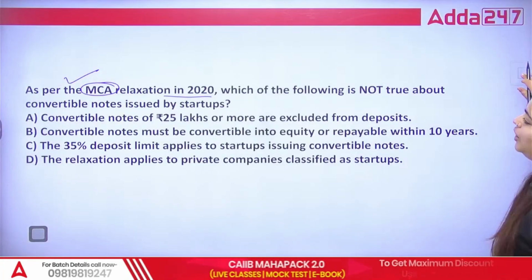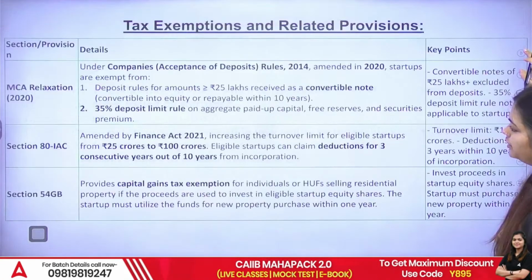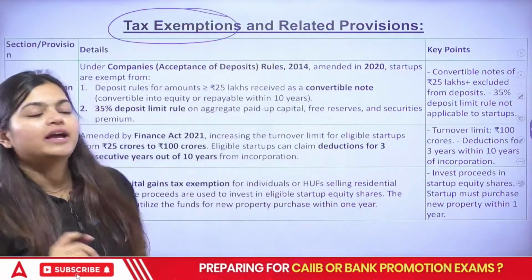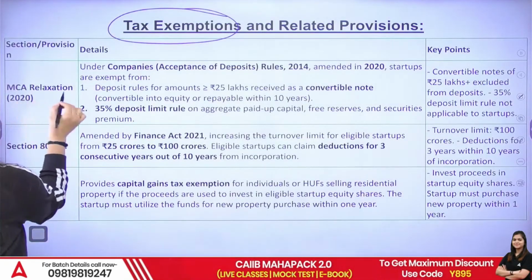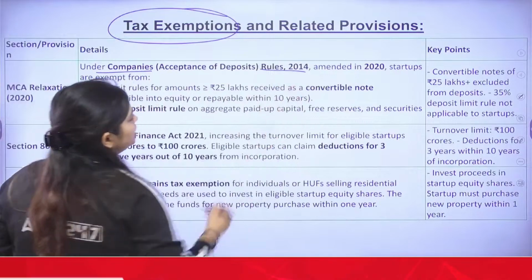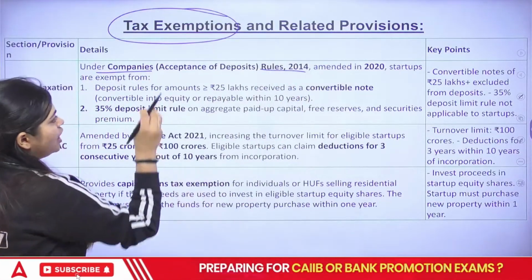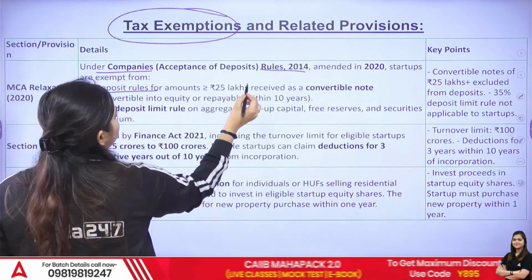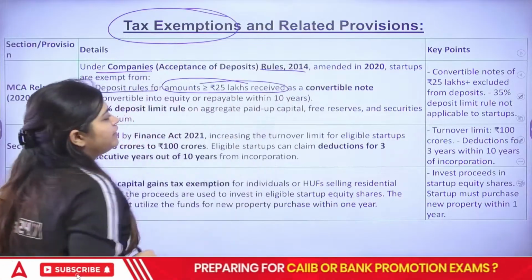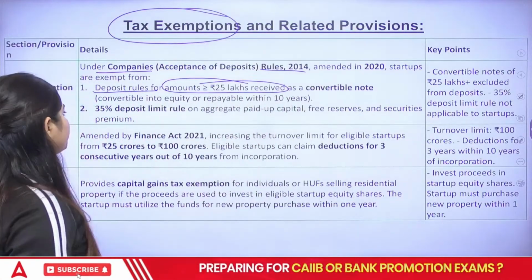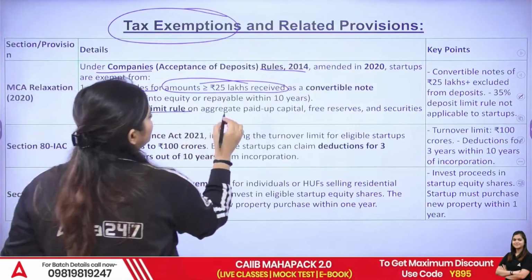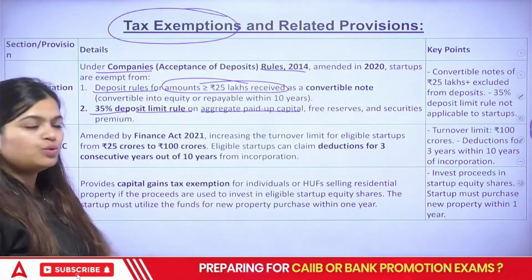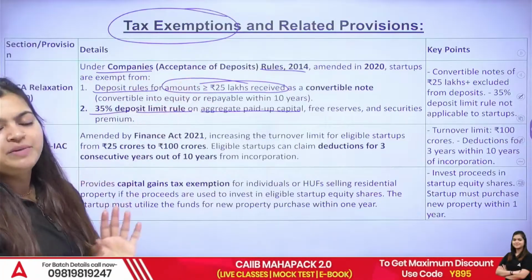Now, if you don't know about this particular point, let me help you in your revision part. Basically, I am talking about the tax exemptions which you can see in your startup unit. So what is the relaxation? Under the Companies Rules 2014, as amended in 2020, startups are exempt from deposit rules for amounts of 25 lakhs or more received as a convertible note, and from the 35% deposit limit rule on aggregate paid up capital, free reserves and securities premium. This is the exclusion from this 2020 amendment.